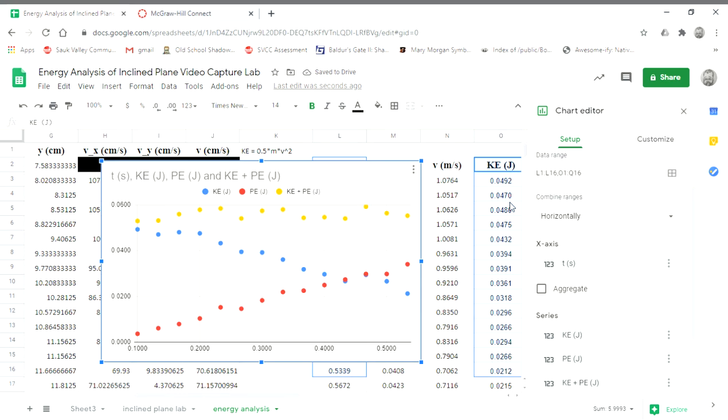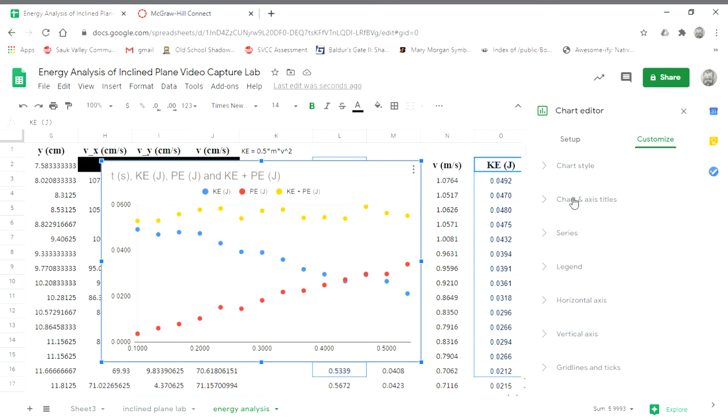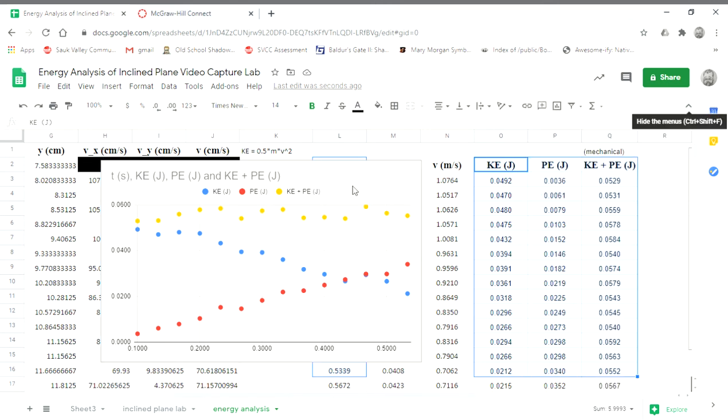And again, you can go through and add chart titles. That's over in the Customize area. All of your charts should have titles, and both the x and the y axes labeled. But the idea here is that we can look at one quantity in one color: potential energy in red, kinetic energy in blue, and total energy, the mechanical energy, here in yellow. So we can see how all of them are varying together.